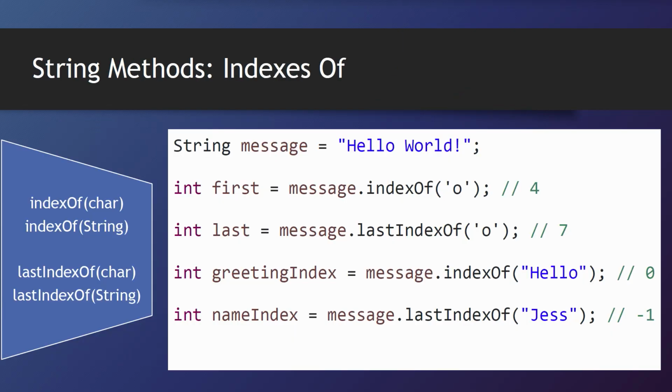The indexOf method returns the index of the first occurrence of a specific character or string within the invoking string. The lastIndexOf method returns the last occurrence, if there's more than one. If the string or character is not found, -1 is returned. And remember that indexing is 0-based, meaning the first index is position 0. In these examples, the index of the character o is 4, and the last index is 7. The index of the string hello is the index where that string begins, which is 0. And since the string just doesn't appear in the message, invoking lastIndexOf on that string will return -1.